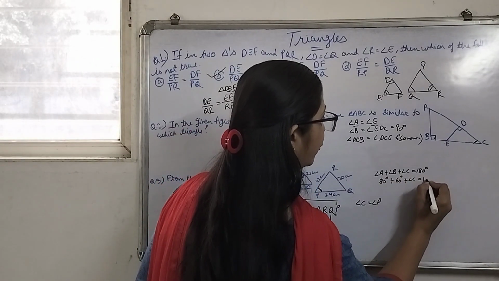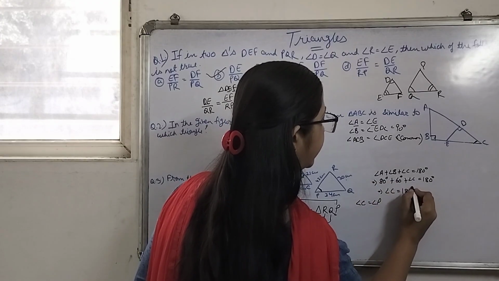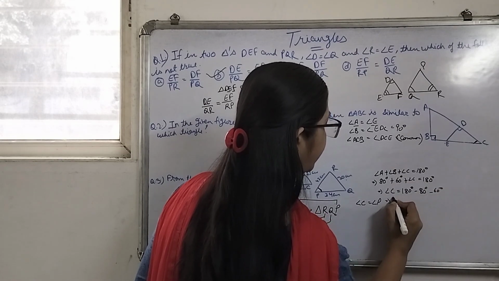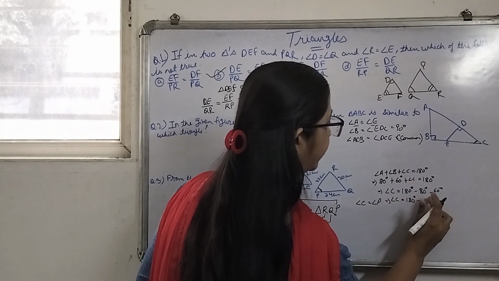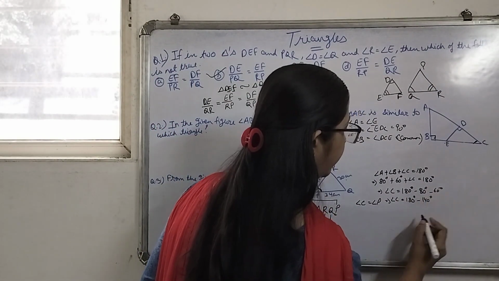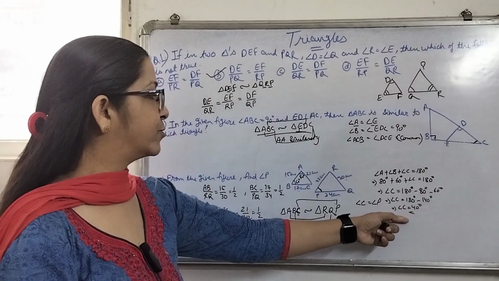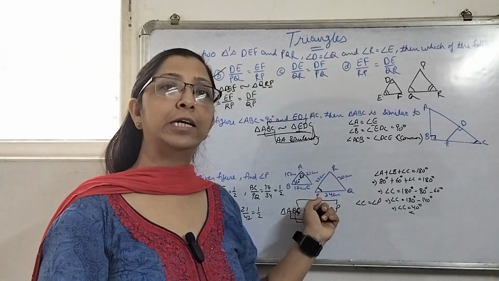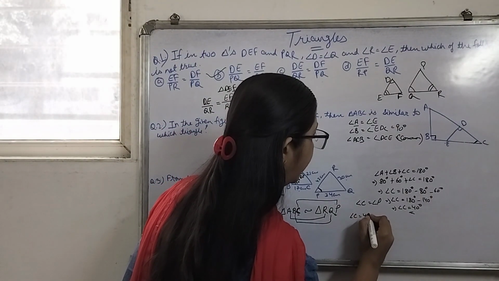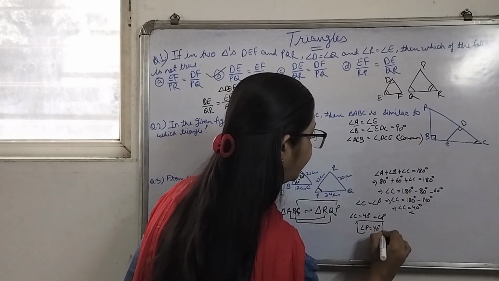We can find the value of angle C from here. So angle C will be 180 degrees minus 80 minus 60 degrees. That simply means angle C will be 180 minus 80 minus 60, which is 40 degrees. If angle C is 40 degrees, because angle C corresponds to angle P, that simply means angle C is equivalent to angle P, or we can say that the value of angle P will be 40 degrees.